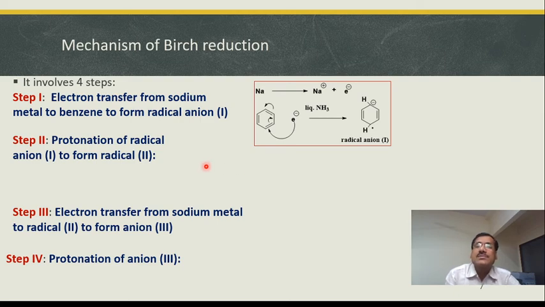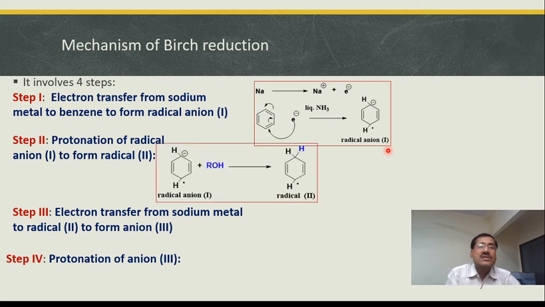And what happens in the subsequent step? Now you have a negative charge and a dot here, so it is called a radical anion. And just for the sake of simplicity, I have labeled it as 1. In the subsequent step, what happens? Now you have a radical anion with you. It will take up the proton from the solvent, which is ROH, alcohol. You can take any alcohol, ethyl alcohol, methyl alcohol, as a proton source. Now this negative charge will take up the proton from the alcohol, resulting in the formation of radical 2. So radical anion 1 is getting converted into radical 2 after protonation.